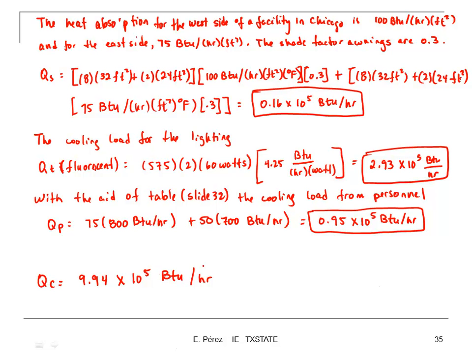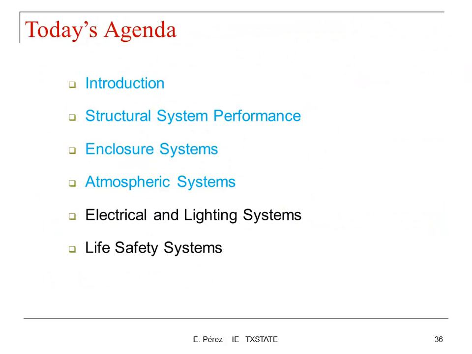And that concludes our first part for this lecture, in which we were looking at some of these systems and how they affect the layout of your facility. So we talked about these first three. Now we're going to transition to these two, electrical and lighting systems and life safety systems. And after that, we're going to discuss our exam.